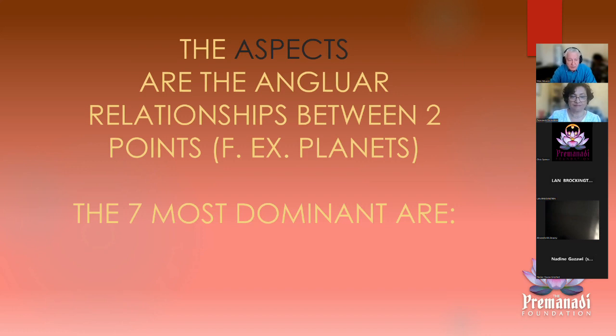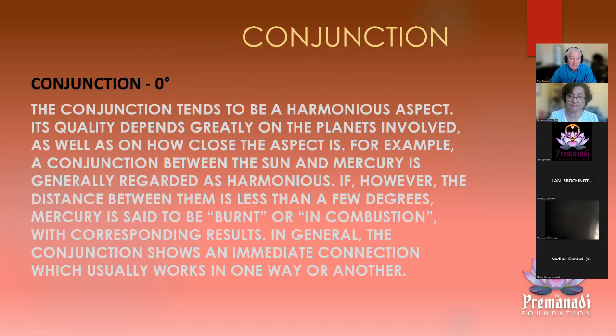Finally, we're approaching the home stretch here. We're dealing with the aspects. The aspects are the angular relationships between 2 points, for example, 2 planets. And the 7 most dominant aspects are the following.